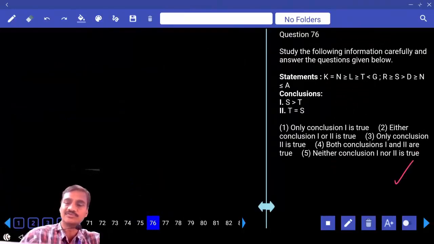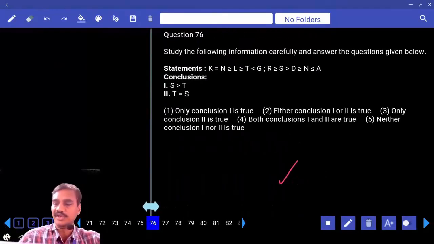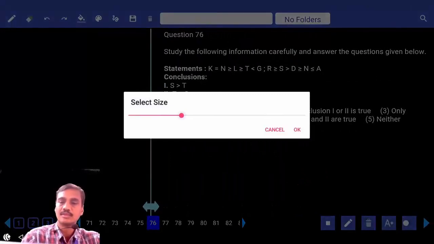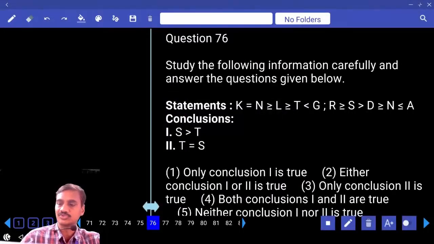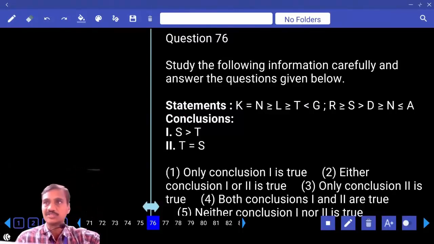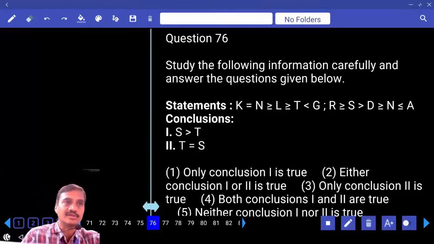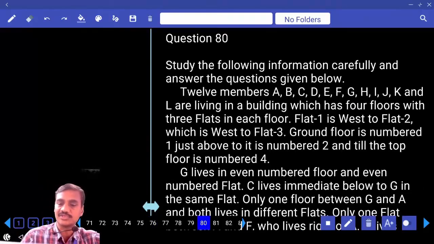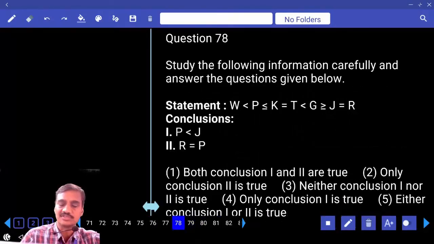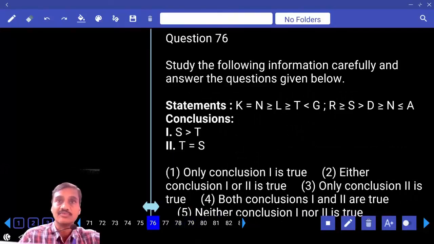Then 76 onwards, now coded inequalities. Just compare with the previous two: we did 73 to 75, 3 questions were given under that. Then from 76, there are again 3 questions on this. When compared between these two, certain number of persons and coded inequalities, which one is quicker for us? Inequalities.